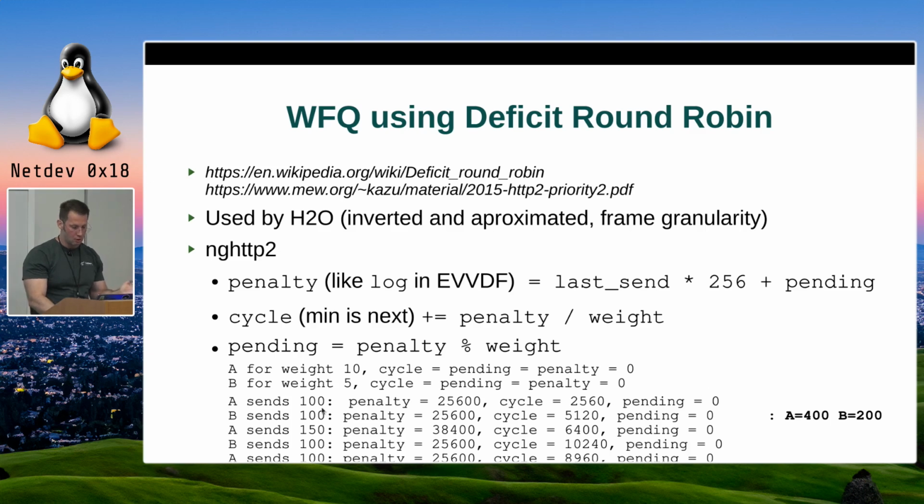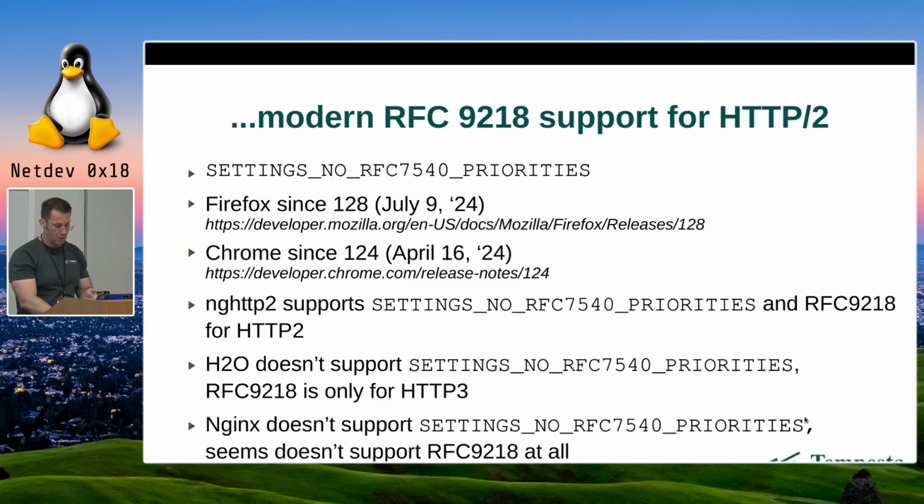So you compare and compute, for example, streams A and B send different numbers of bytes on each of the iterations. Then we see that A sends twice more data than B. So we went with this approach like NGHTTP2, and that's not the end of the story.